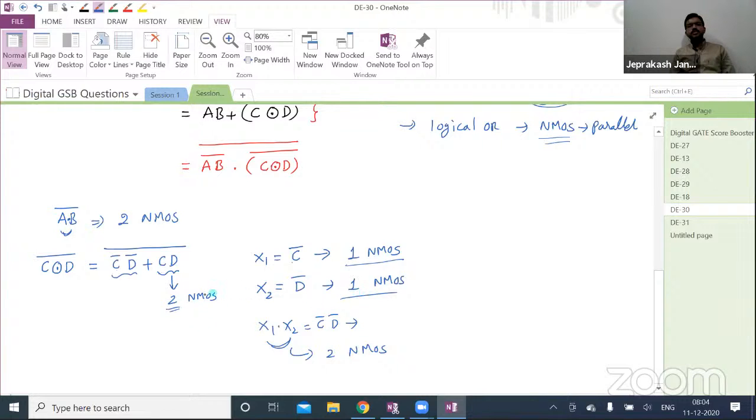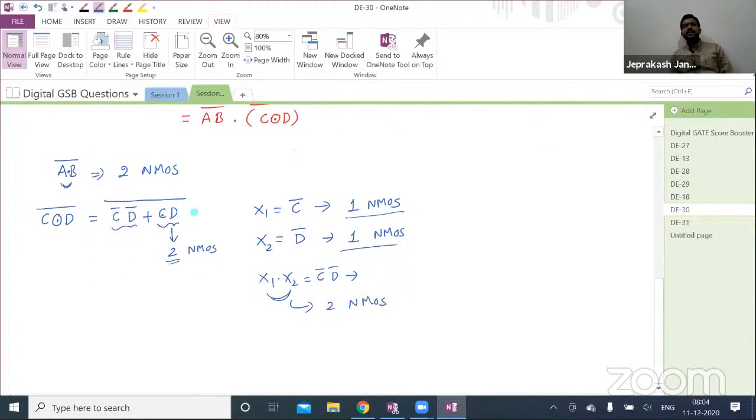After that, it is very simple. Just visualize it like this. Regarding CD, I will connect two NMOS in series, just for easy understanding. C and D are the inputs. This is series connection. Here for C bar D bar, logical AND is there, so I will use two NMOS transistors in series, but the inputs are C bar and D bar. C bar you can generate with the help of one CMOS inverter, and D bar with one more CMOS inverter. So here you will get CD, and here C bar D bar.